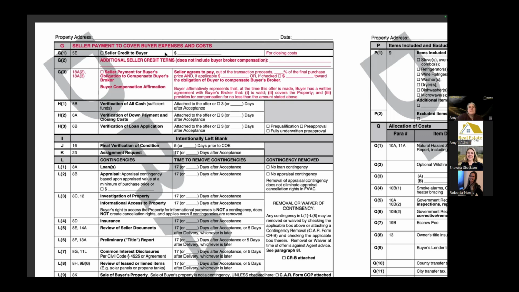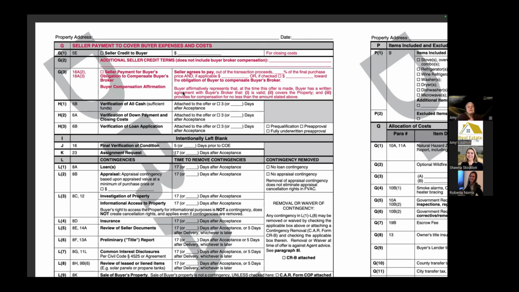Okay, so here we've got the seller credit to buyer on G1. It says for closing costs. And then G2 is additional seller credit terms, in case there's something else in there, but we don't want to include buyer broker compensation in that seller credit to buyer. And then on G3, that's where we now negotiate our payment to buyer's broker. We're negotiating on behalf of the buyer for the seller to cover their portion of the commission to us as their agents. You would check this little box here, seller payment for buyer's obligation to compensate buyer's broker. Buyer compensation affirmation, okay?